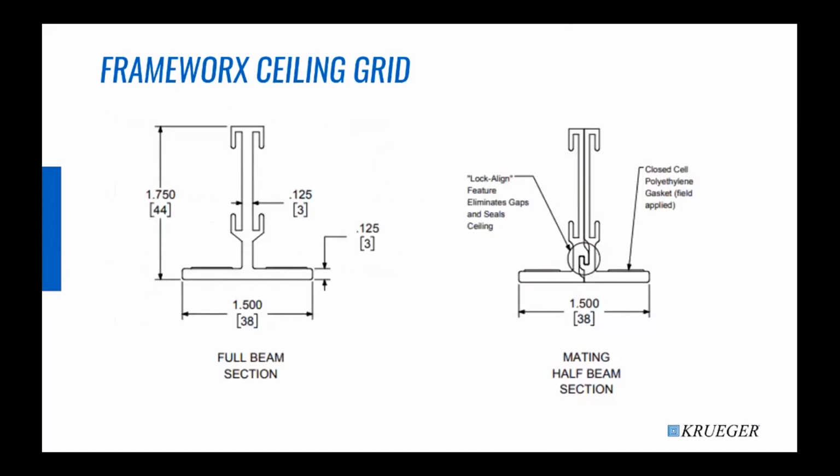Here we have cross sections of the Frameworks ceiling grid, and you'll see on the left is a full beam section, and on the right is really what makes Frameworks' grid ceiling so unique and easy to install in the field. When you have multiple welded modular subsections that butt up to each other, they have a lock-align feature that allows the modules to snap together and create the look of a single full beam section. And now in the video, we'll show an example of how all these systems that we've been discussing can tie together for an OR room design.